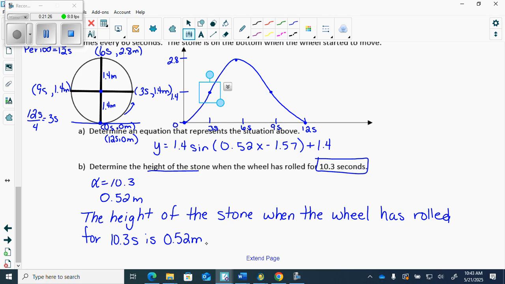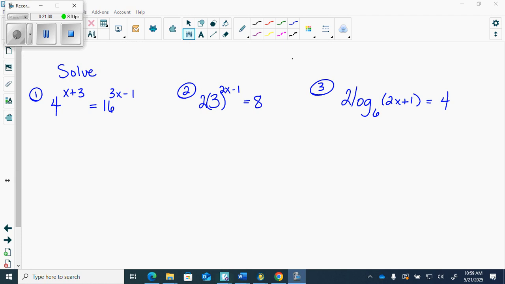Now I want you to grab out some paper because we're going to practice some logs and exponential functions. All right. So this one we can common base. So 4 is 2 to the 2. Do we have to do them in 2s? Can we just leave it as a 4? Yes. If you did it in 2s, you're not wrong, just more work. 16 is 4 squared. And then we have to remember to distribute it into the entire bracket. So we get 4 to the x plus 3 equals 4 to the 6x minus 2.